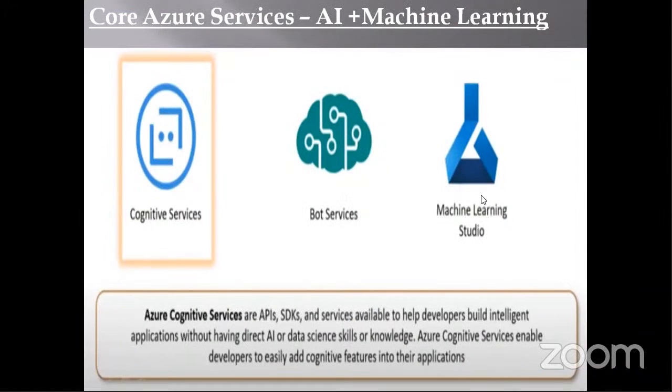Okay, so cognitive services are basically APIs which have been developed by the developers, so that you can integrate these APIs into your machine learning models. Simply, you have a machine learning model.